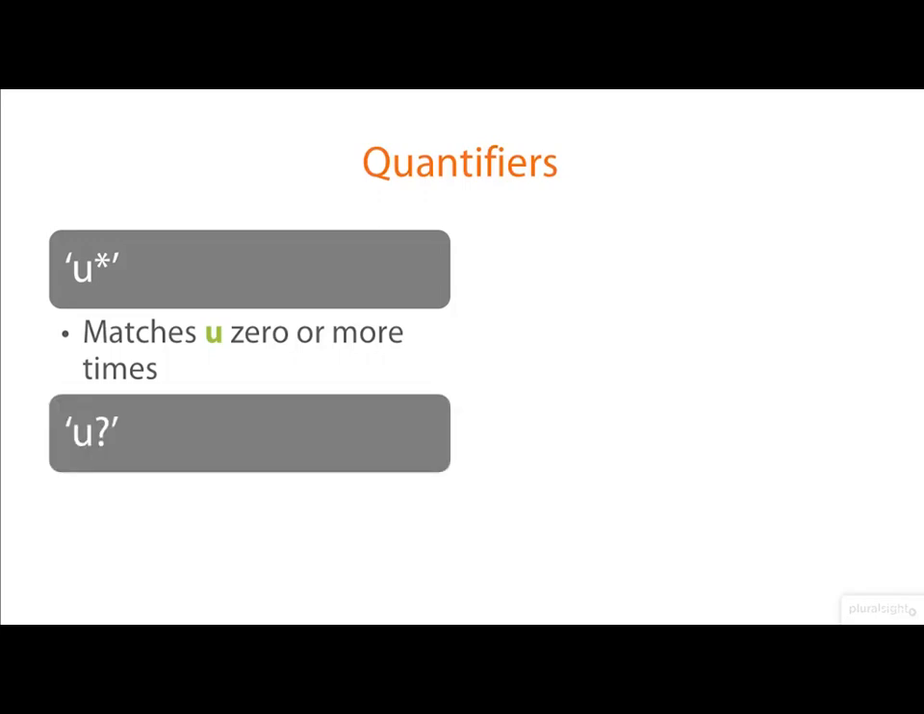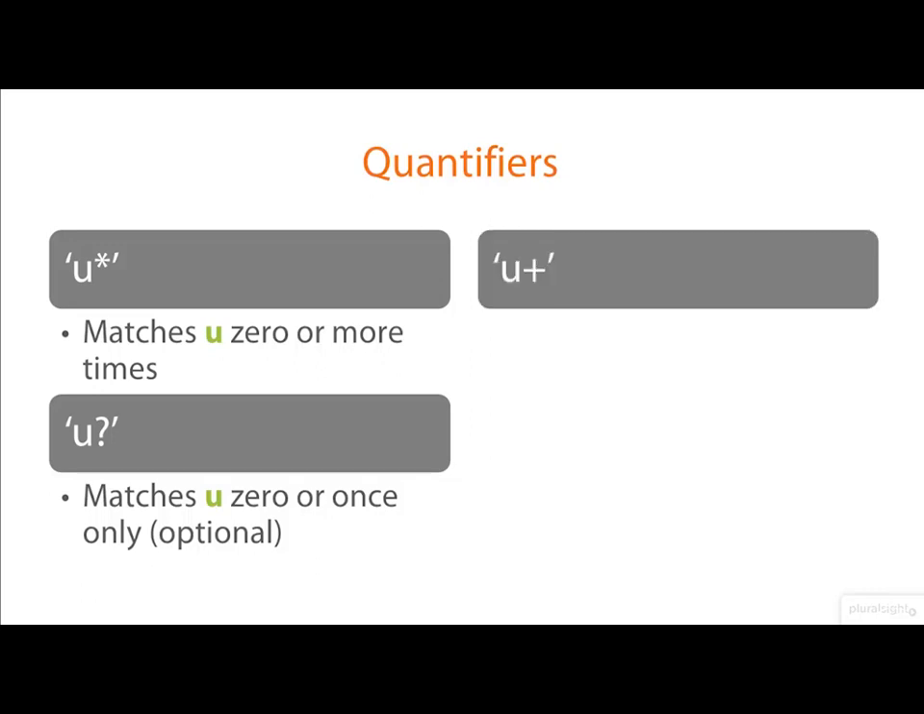Where we use U and question mark, it's the same type of thing, but we're saying that we can have 0 occurrences of the U or 1, but we can't have any more. Whereas with the star, we're saying 0 or as many times as we like. With the question mark, we're saying 0 or 1. So that's where we're really making the U optional.